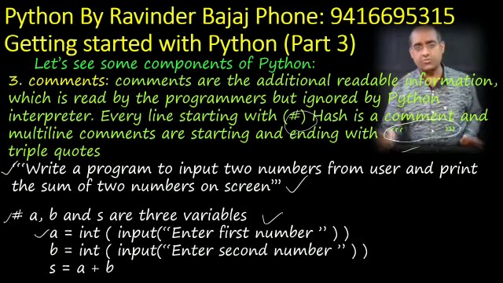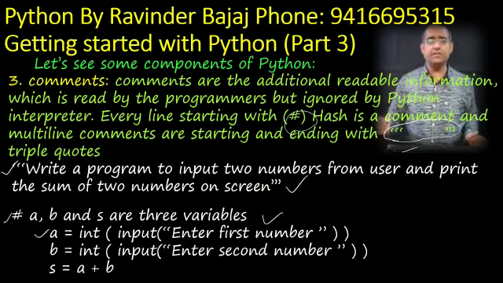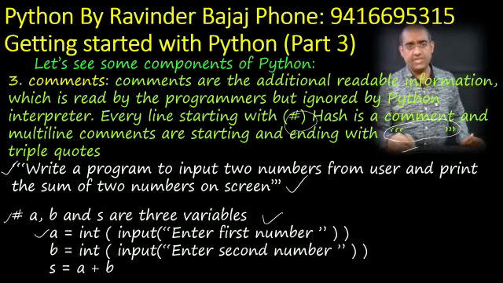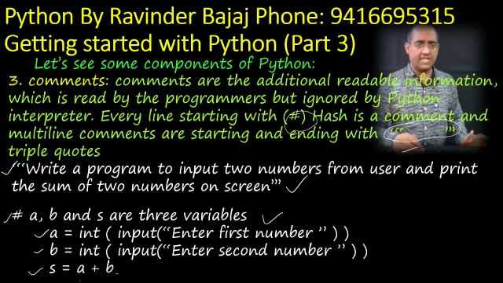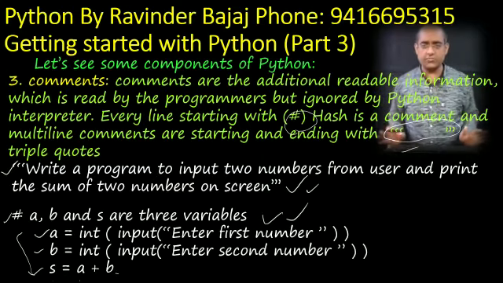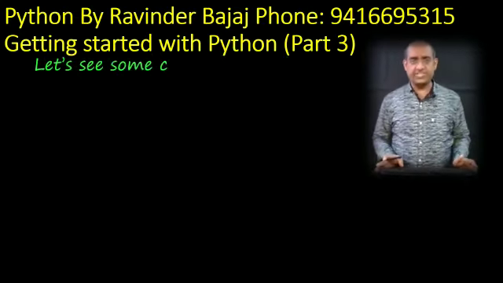A is equal to int input, enter first number, and B is equal to int input, enter second number. S is equal to A plus B. So we are assigning the value A plus B to the variable S. In this way, the program will start from here, and these other lines are only comments. So did you understand the meaning of comment here? Let's see some more components.